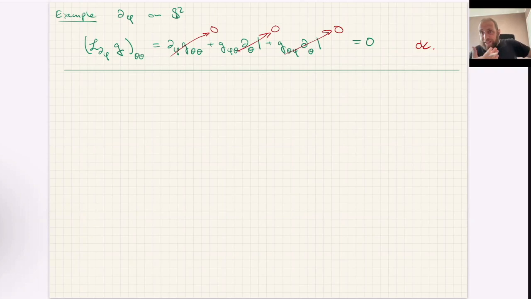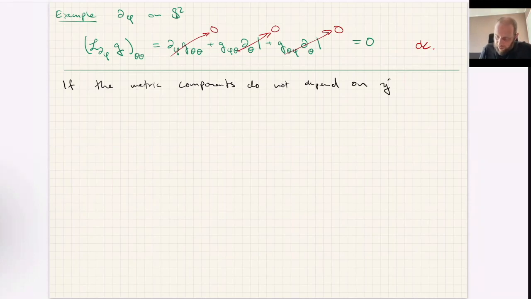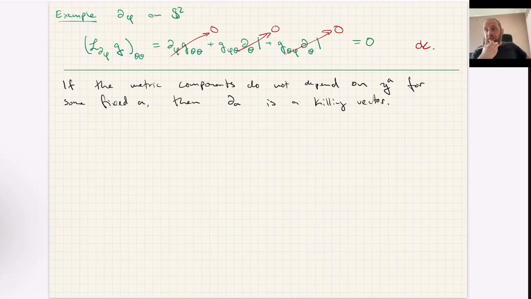So that actually hints us a little bit towards a general statement, and that's if the metric components do not depend on one of the coordinates, so let's call that y^A for some fixed A, then ∂_A is a Killing vector, meaning that it generates a symmetry.